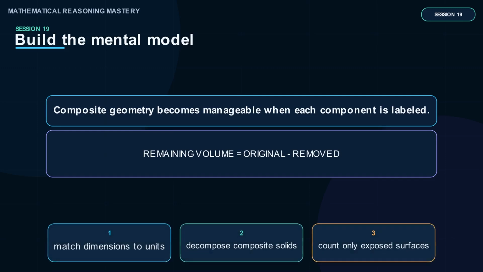The first goal is to match dimensions to units. Connect it to the second goal. Decompose composite solids. Correct calculation begins with correct interpretation. When the surface details change, search for the same relationship underneath. Transfer means choosing the structure from evidence rather than waiting for a familiar-looking example.